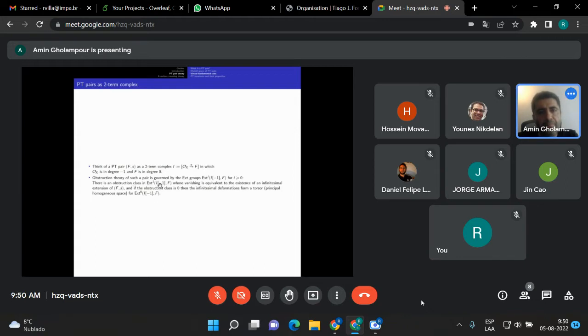So this means that there is an obstruction class. This is a general thing in obstruction theory of anything, basically. So there is an obstruction class in Ext^1 whose vanishing is equivalent to the existence of infinitesimal deformation. And then when the obstruction class is 0, the deformations form a torsor for Ext^0. So there is a problem with this obstruction theory, though. It's not useful for constructing the virtual fundamental class. And the reason is that there are also higher obstructions. So Ext^2 may not vanish.